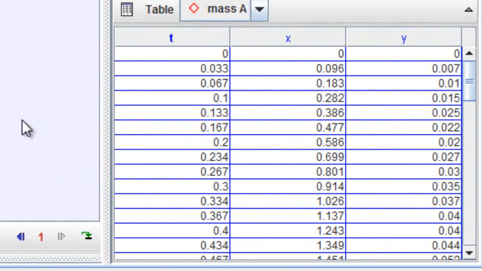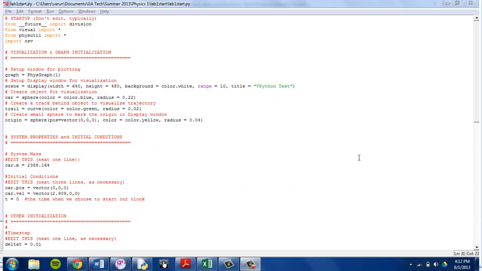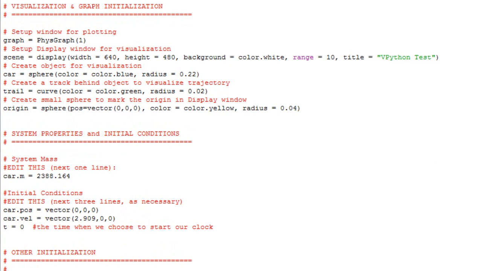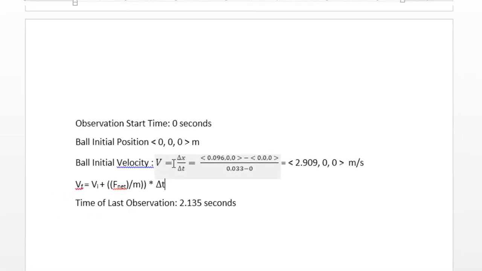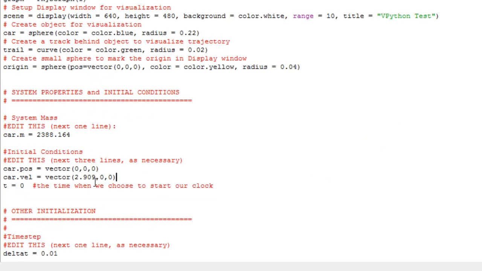The data table on the bottom right is very useful to us as well, because it gives us the time and the position. The time goes from 0 to 2.135 seconds, and the position goes from 0 to 7.159 meters. We take this data and plug it into the skeletal code that was provided, along with some other information, such as the car's mass, which is shown here. The initial position of the car was 0, and the initial velocity is something that we have to calculate through the equation change in position over change in time, as it was done here, and we get a value of 2.909 meters per second, which was then put back into the skeletal code here.